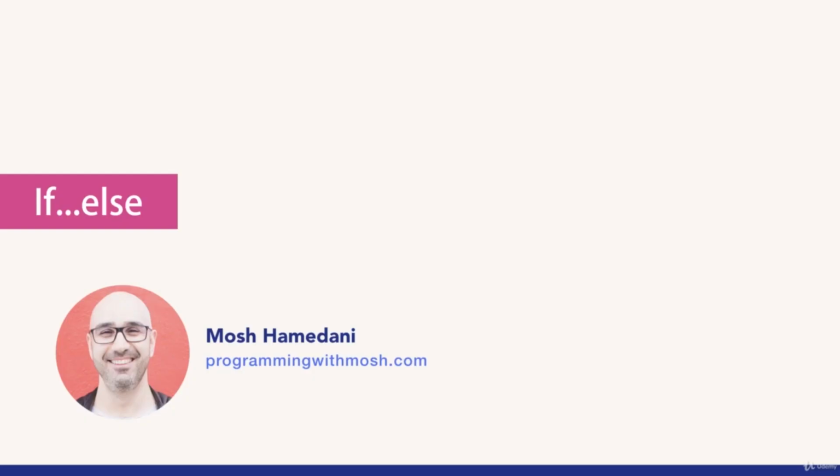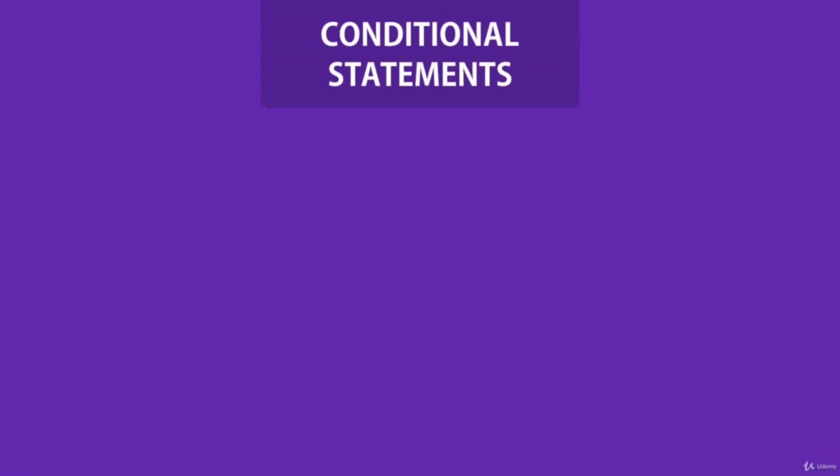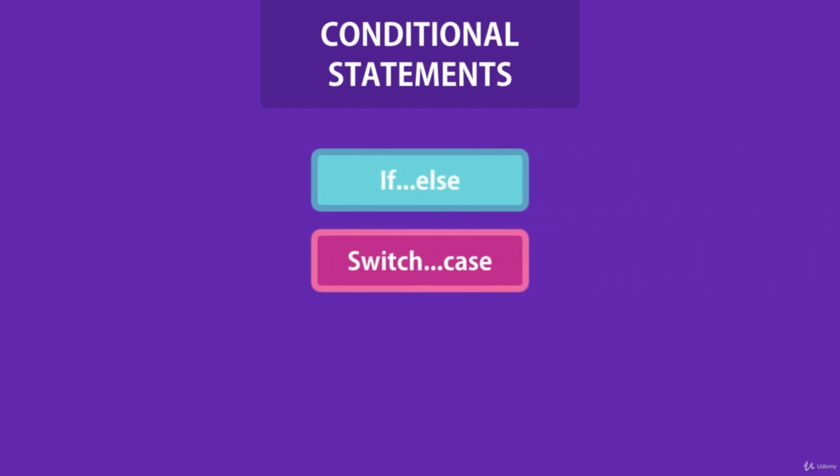In the last section, you learned about expressions and operators. In this section, we're going to use these expressions and operators along with conditional statements to implement interactivity in our applications. In JavaScript, we have two types of conditional statements: if and else, and switch and case. You're going to learn about if and else in this lecture, and we'll look at switch and case in the next lecture.